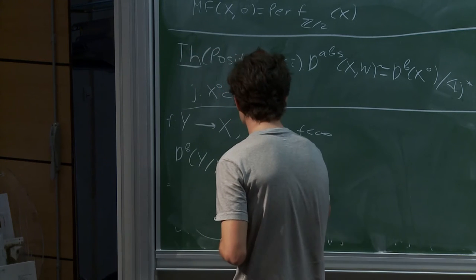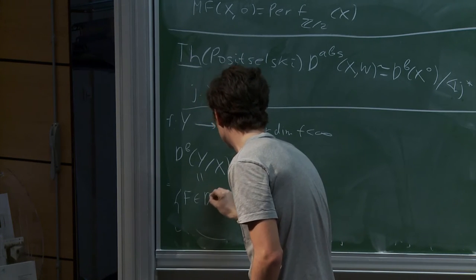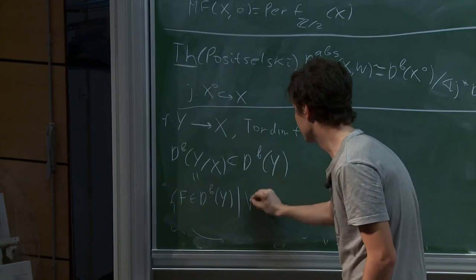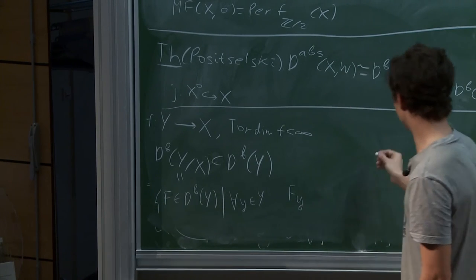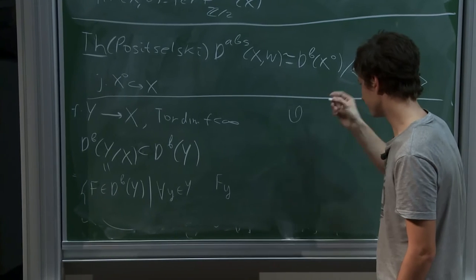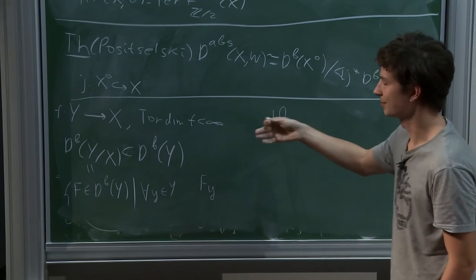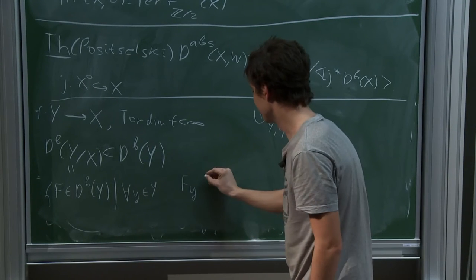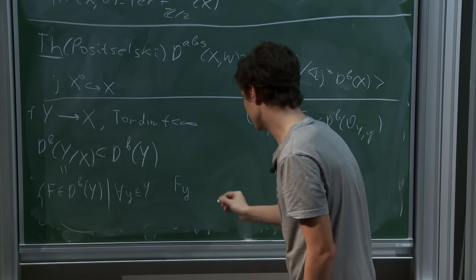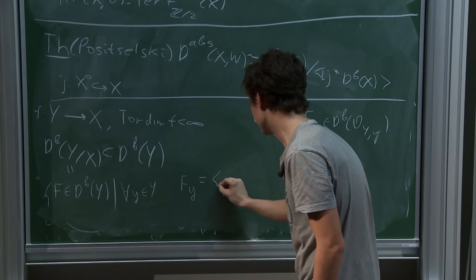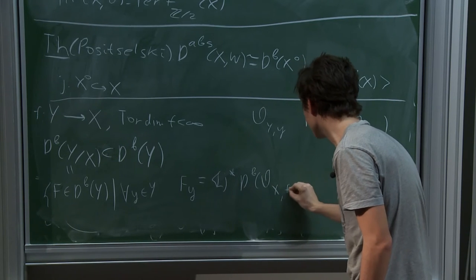This will be a full subcategory in dB of y, and it consists of objects f such that for any point small y in y, we have that you have an algebra of germs of functions in the neighborhood of y, and you have the sheaf fiber, just localization of f, so you have f_y, which is an object of dB of this local ring, and the requirement is that this f_y should be generated by inverse images of dB of O of the local ring of f of y.